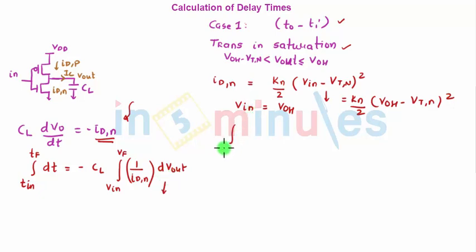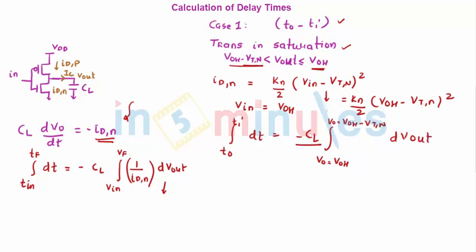We are interested in time from t equal to 0 to time equal to t1 dash, correct, minus CL. Output was initially VOH, and it will be in saturation till VOH minus Vtn, and this is nothing but dVout. And let's put the equation of ID here. So ID, I'm going to take 2 up, Kn (VOH minus Vt of NMOS) the whole square. Don't get confused, this is the equation I've just put in.